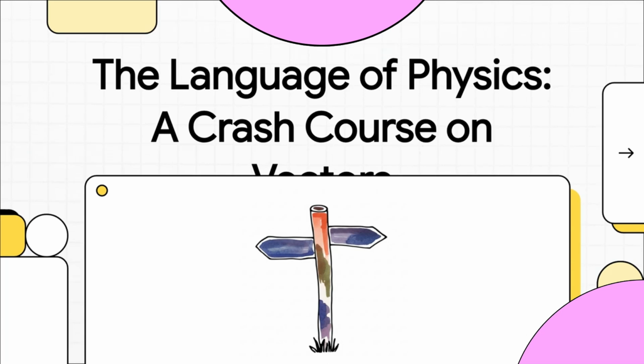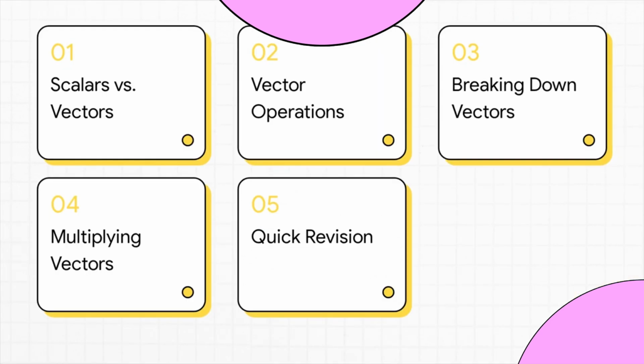Hey, welcome. So, in physics, if you want to describe something like motion or a force, or really anything that has a direction, a simple number just isn't going to cut it. That's where vectors come in. And honestly, getting a handle on them isn't just a good idea, it's absolutely crucial if you want to ace your exam.